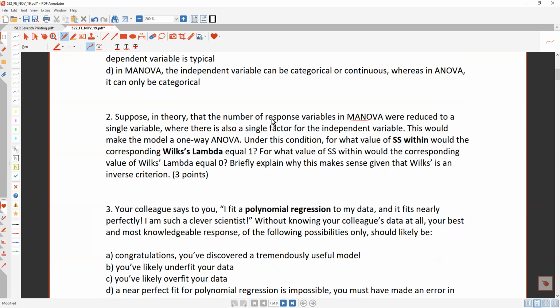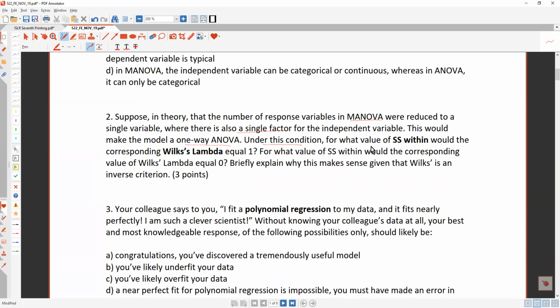Number 2, suppose in theory that the number of response variables in MANOVA were reduced to a single variable. So imagine that, we know MANOVA has many response variables. Imagine that we reduced it to a single variable. Well, then with a single factor in the MANOVA as well, what are some consequences of this? This would make it a one-way ANOVA.